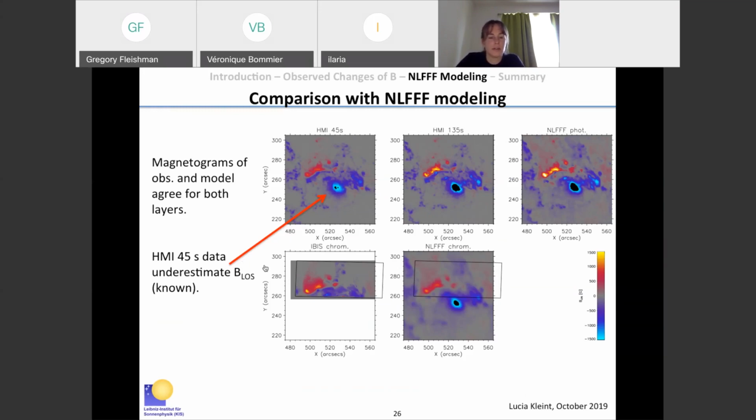In the chromosphere, we have a smaller field of view given by IBIS, which is the bottom row. There we can see the magnetogram from the extrapolation, which also matches relatively well, at least in structure. Everything which is gray in the observations of IBIS was simply because there was not enough signal to determine the weak magnetic field.